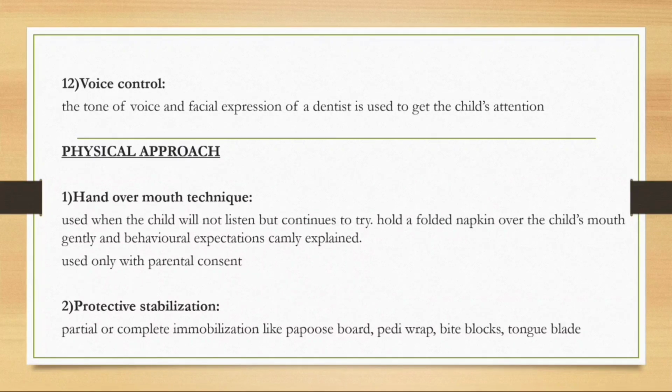Then we have voice control, that is sudden and firm commands that are used to get the child's attention and stop the child from his current activity. So firm commands can be a very powerful tool for patient management. Now we have physical approach, that is HOME, that is hand over mouth technique, and protective stabilization. Hand over mouth technique we will be dealing with in detail, that is keeping a folded napkin over the child's mouth gently and behavioral expectations calmly explained. Used only with parental consent.